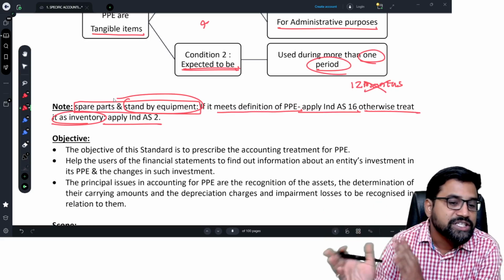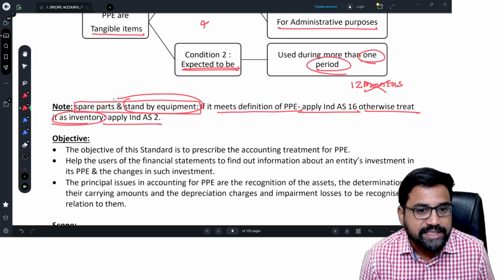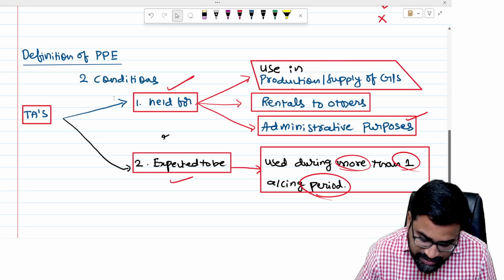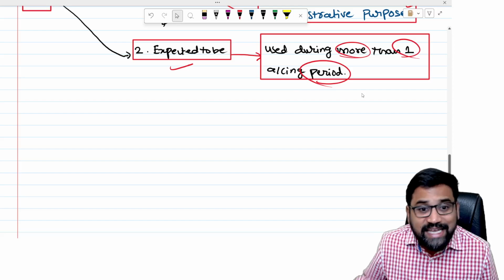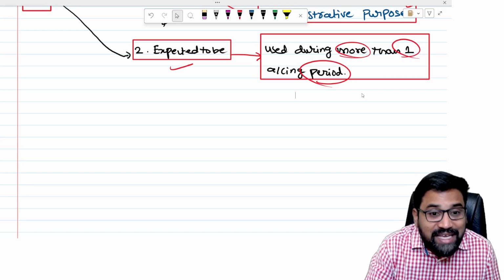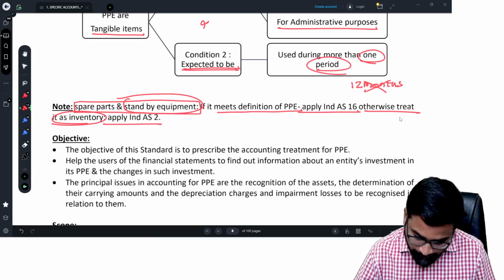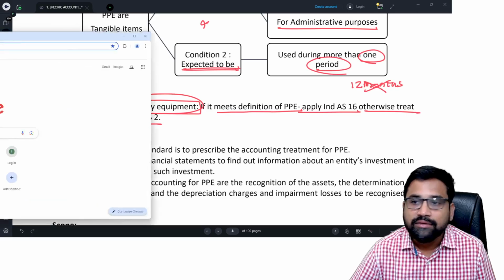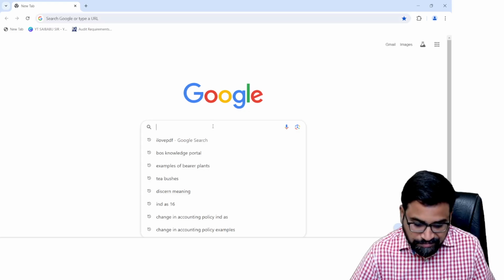Same, apply the definition of PPE. If it satisfies the definition of PPE, then apply IND AS 16. Otherwise, treat it as inventory. So therefore, spare parts and standby equipment: simple treatment. If they satisfy the definition of PPE, apply IND AS 16. Otherwise, IND AS 2, they will be treated as inventory. Okay, so let us see. Try to see what will be considered as spare parts.